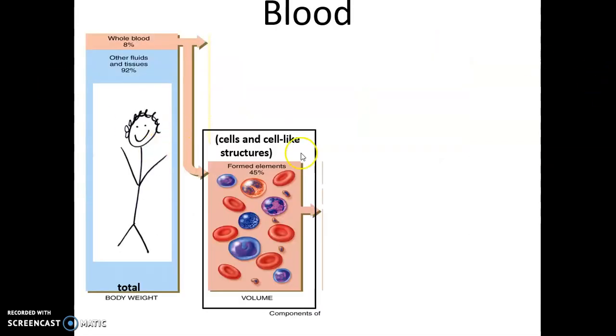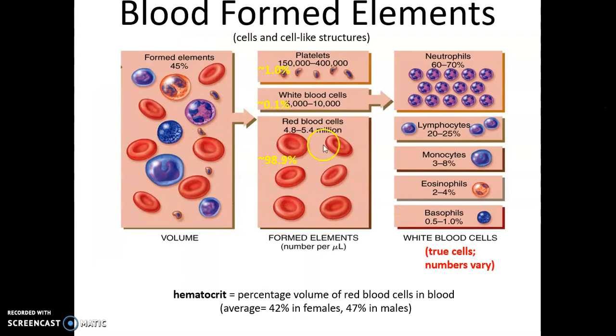All right, then we have the formed elements. The formed elements make up approximately 45% of the volume of whole blood, and they are the cells and cell-like structures. So some of them are official cells with nucleuses and so forth, and others are considered cell-like structures because they're lacking many of the organelles needed in a living cell. And they can be broken down into the platelets, the white blood cells, and the red blood cells.